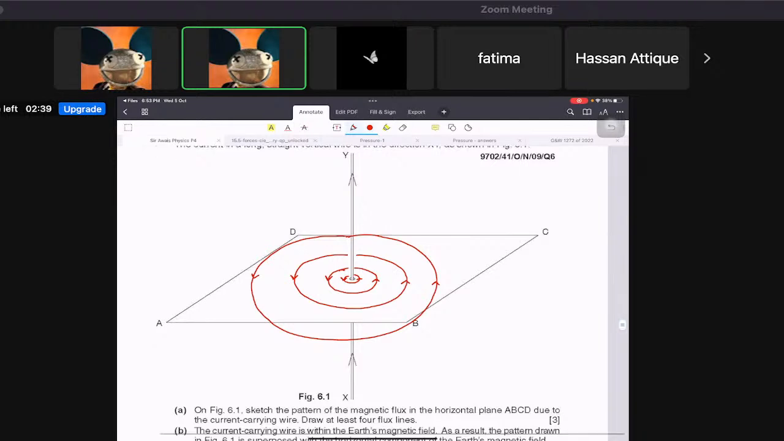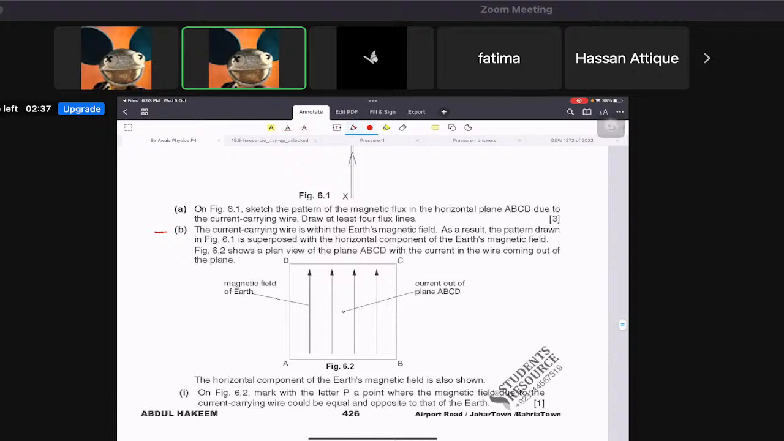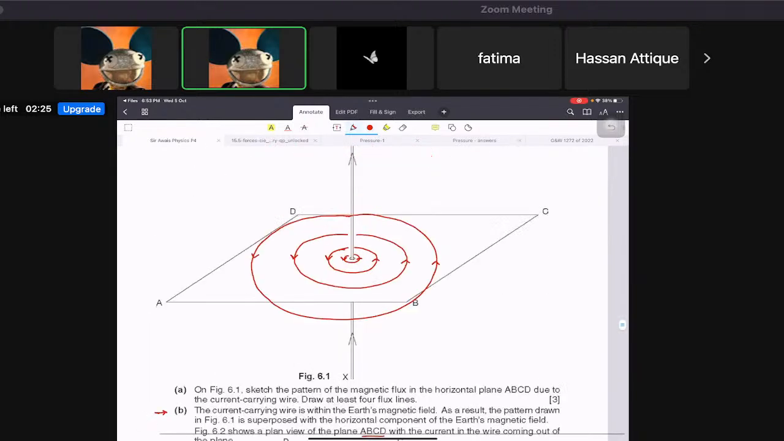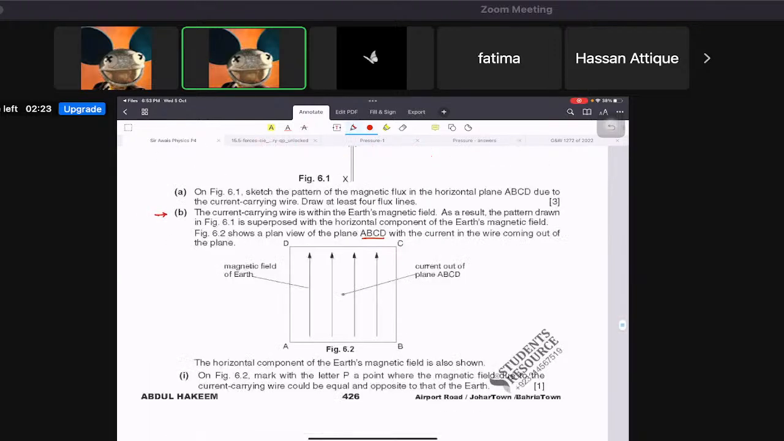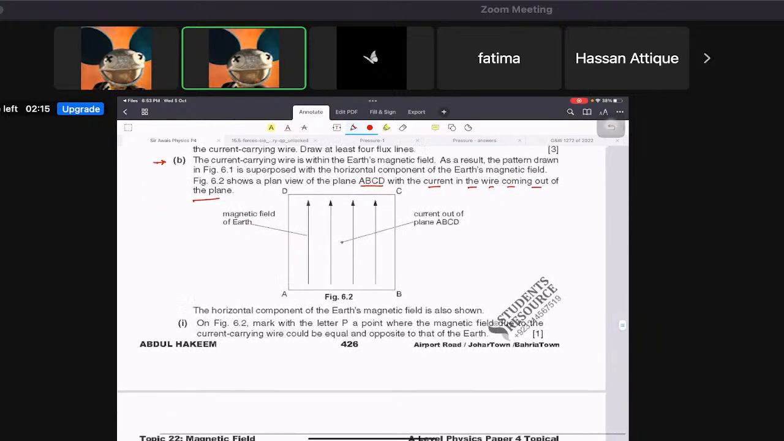Then it says that the current carrying wire is within the Earth's magnetic field. The pattern drawn is superposed with the horizontal component of the Earth's magnetic field, and this shows a plan view of the plane ABCD. So you're looking from the top, with the current in the wire coming out of the plane like this. Write a mark with the letter P at a point where the magnetic field due to the current carrying wire could be equal and opposite to that of the Earth.